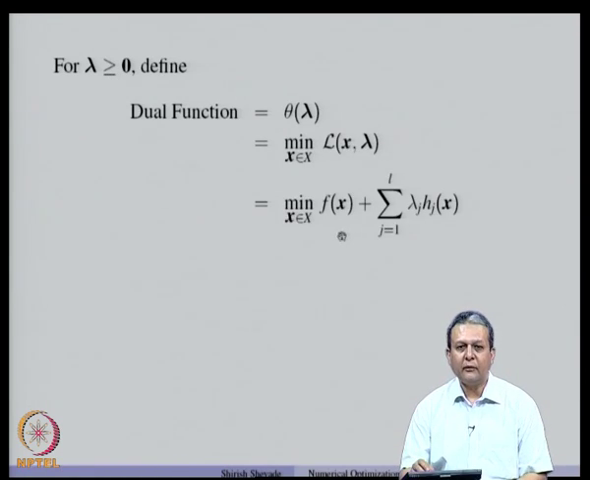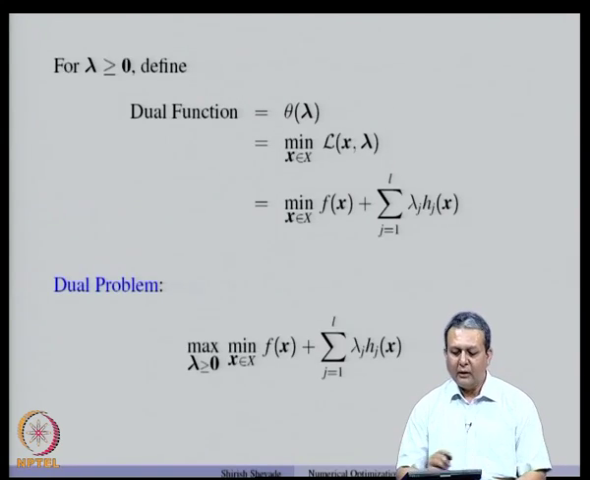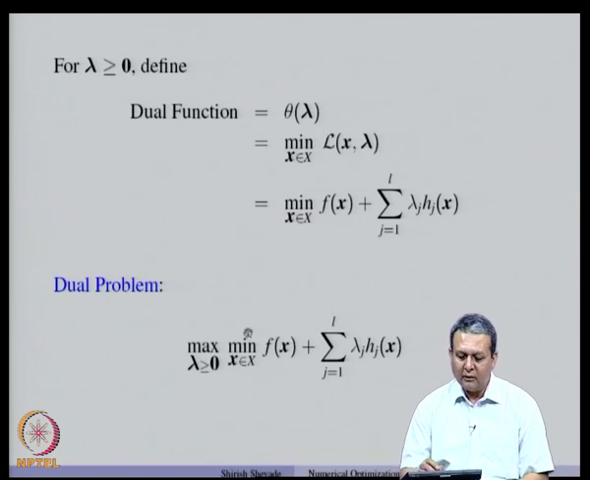If you expand it further, it will be minimize f(x) plus sigma lambda_j h_j(x). This is going to be our dual function, and the dual problem is to maximize over lambda the minimum of this function over x. Typically, when we minimize this with respect to x, we can write the minimizing x in terms of lambdas, and write this as a function of lambda, and then we maximize that function subject to the condition that lambda is greater than or equal to 0. So, this is our dual problem, which is a max-min problem.